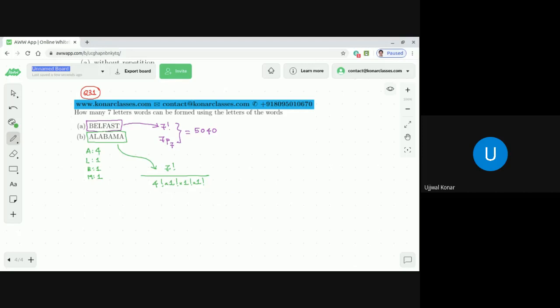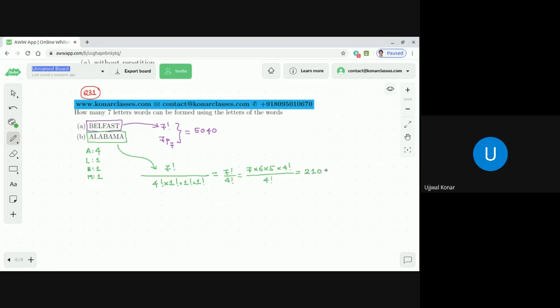So 7 factorial divided by, we need to account for the permutations where letters are of the same kind, so 7 factorial by 4 factorial, and you get the value equal to 210. And how to compute that? I can also say 7 into 6 into 5 into 4 factorial divided by 4 factorial. Got it? So that is equal to 7 into 6 into 5, which is 210.